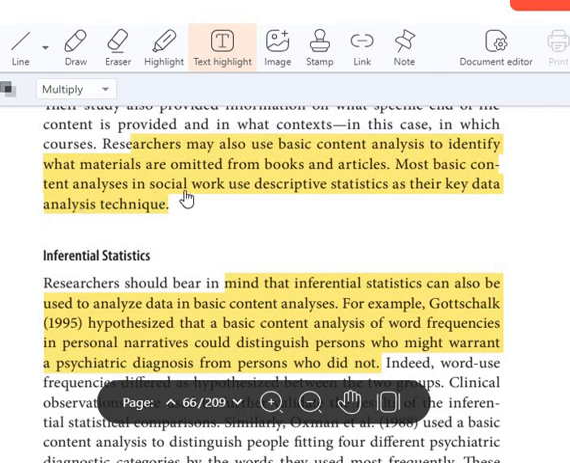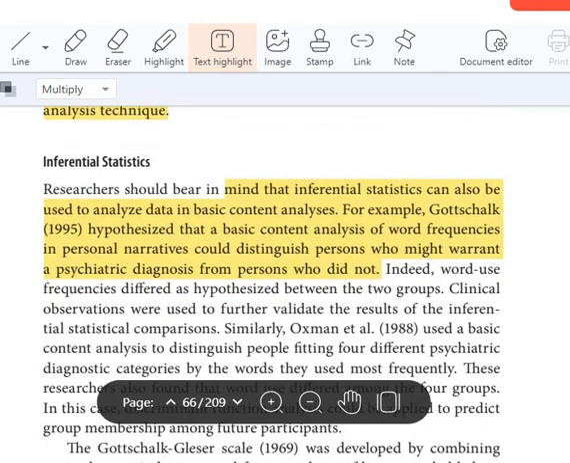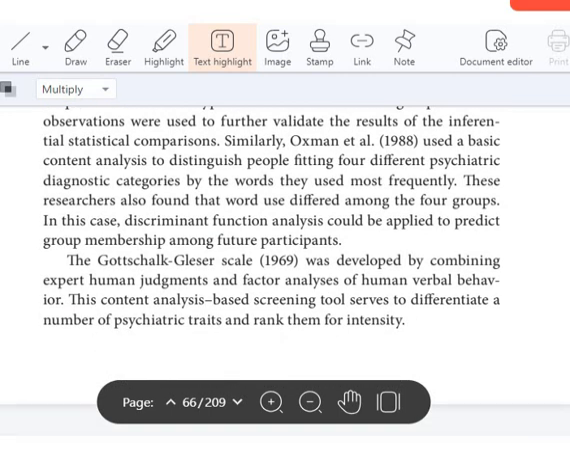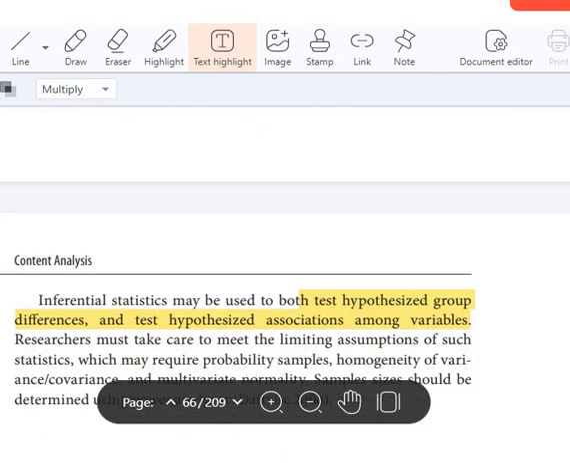Most basic content analyses in social work use descriptive statistics as their key data analysis technique. As for the inferential statistics, researchers should bear in mind that inferential statistics can also be used to analyze data in basic content analysis. So both descriptive and inferential statistics are used in basic content analysis. For example, Josh Chalk hypothesized that a basic content analysis of word frequencies in personal narratives could distinguish people who might warrant a psychiatric diagnosis from persons who didn't. This was mentioned in the first part of this chapter. Okay, more on this here.